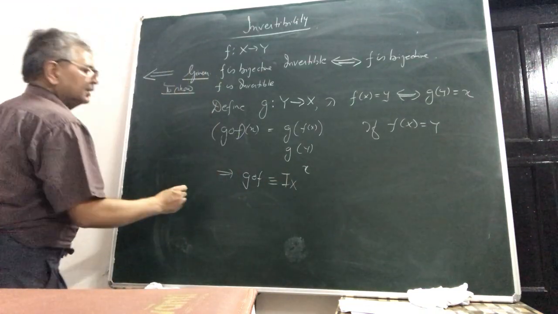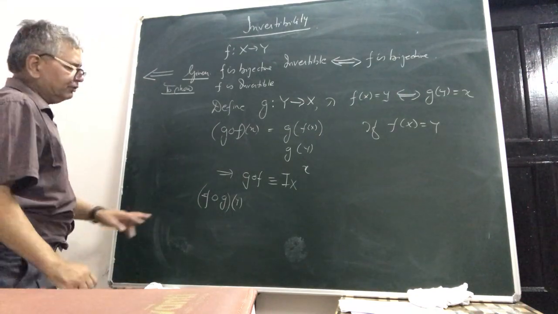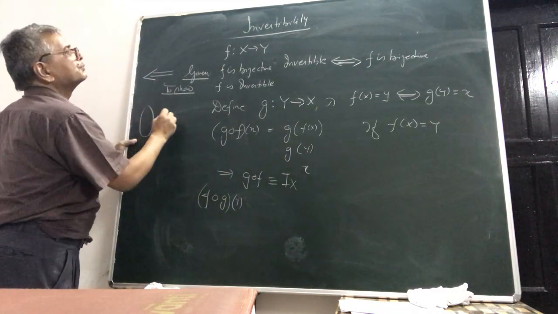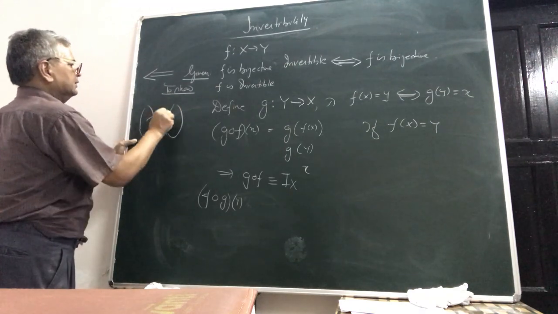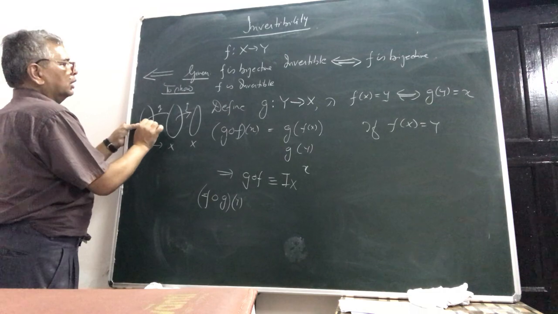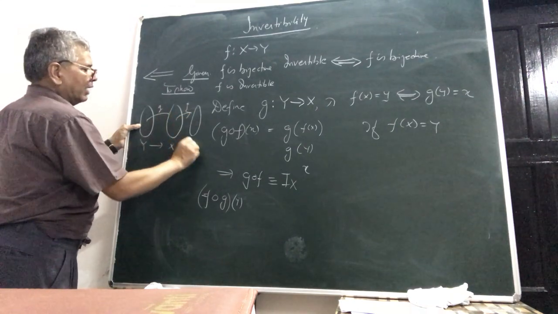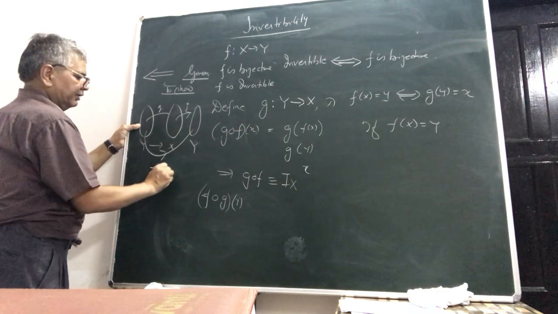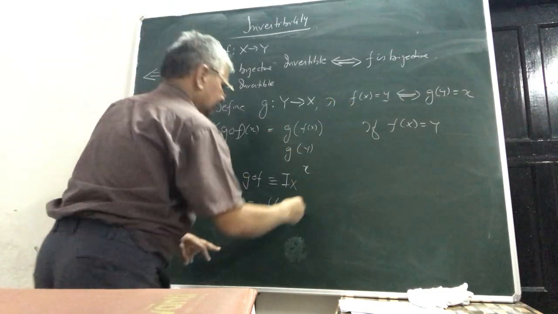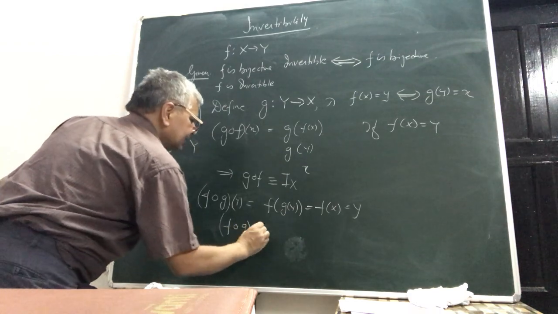Likewise, the other part we can also show: f o g on Y. That is calculated. f o g (y). Because f o g will be a function from where to where? From Y to Y. That you will understand. Please see. This is the g function from Y to X, and f is from X to Y. So f o g will be from there to here, Y to Y. So what is f(g(y))? As you have seen, if g(y) is equal to x, then this is f(x). And f(x) is equal to what? y. So implying that f o g is nothing but I_Y.